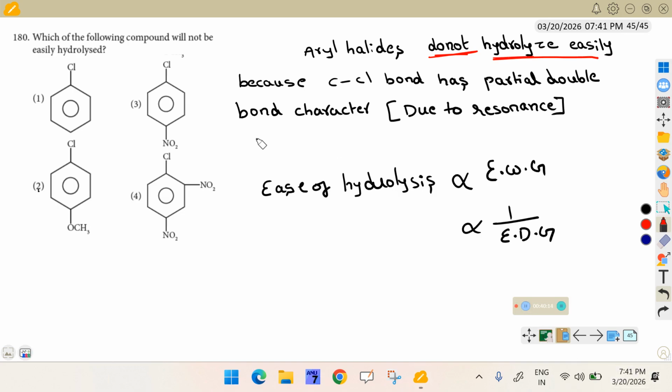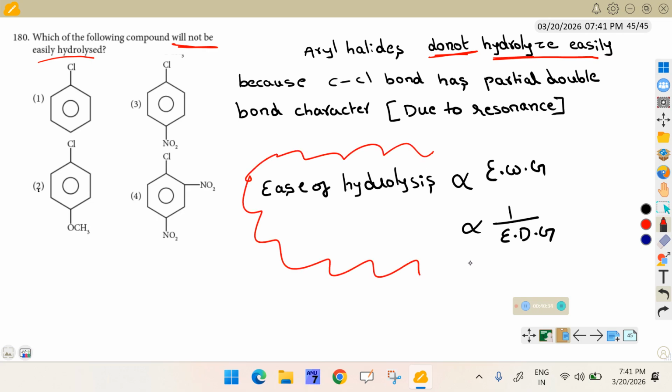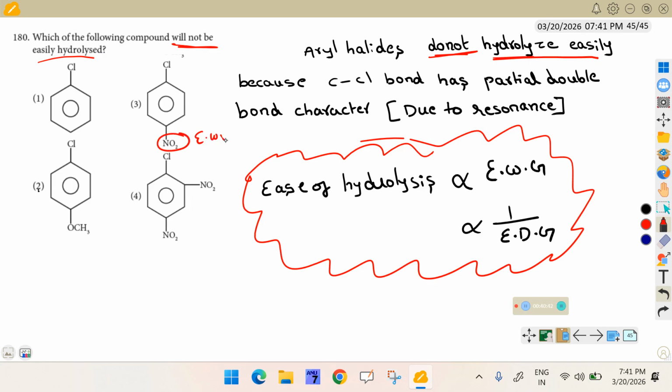Which of the following compounds will not be easily hydrolyzed? Generally, aryl halides do not hydrolyze easily because the C-Cl bond has partial double bond character due to resonance. Anyway, ease of hydrolysis is directly proportional to electron withdrawing groups and inversely proportional to electron donating groups. NO2 is an electron withdrawing group. CH3 acts as an electron donating group. So the hydrolysis process is not easy. Thank you.